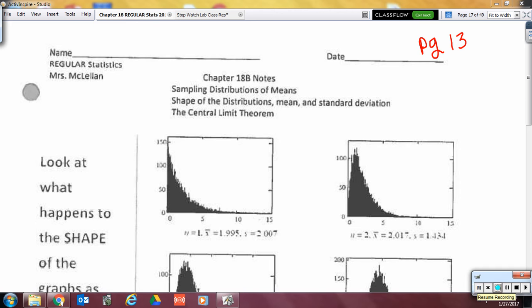Okay, so we're going to start now on page 13. We're going to start talking about this thing called sampling distributions, what that is. Well, you actually have done a sampling distribution of your p-hats. You already did do that distribution of the p-hats when you did M&Ms. But now we're talking about means.